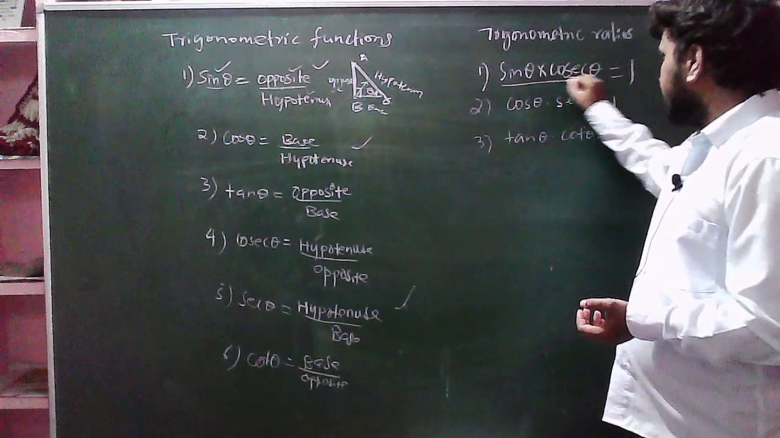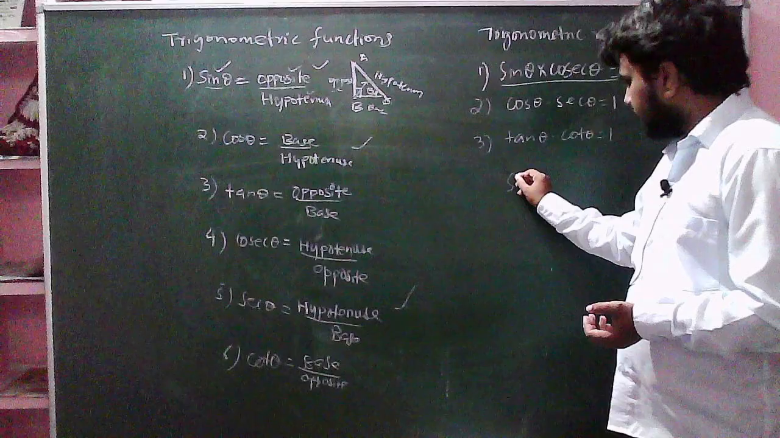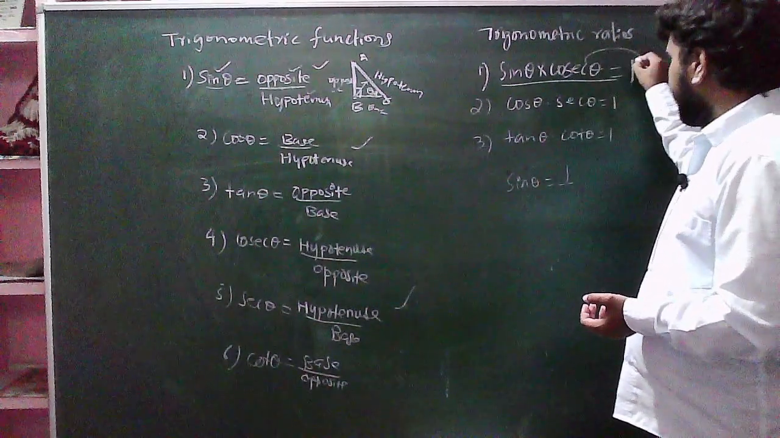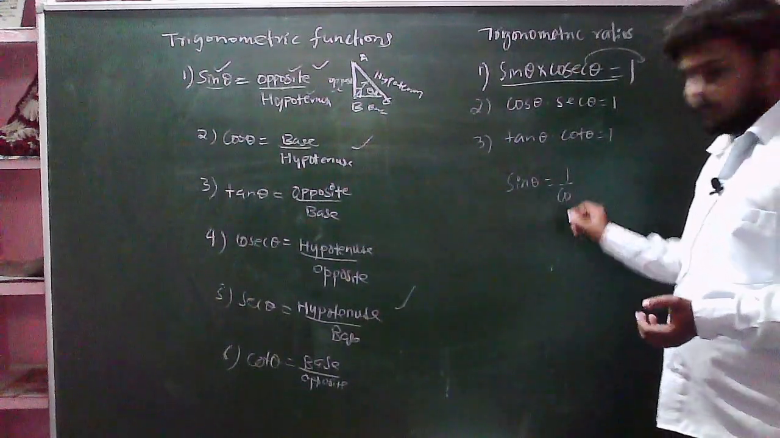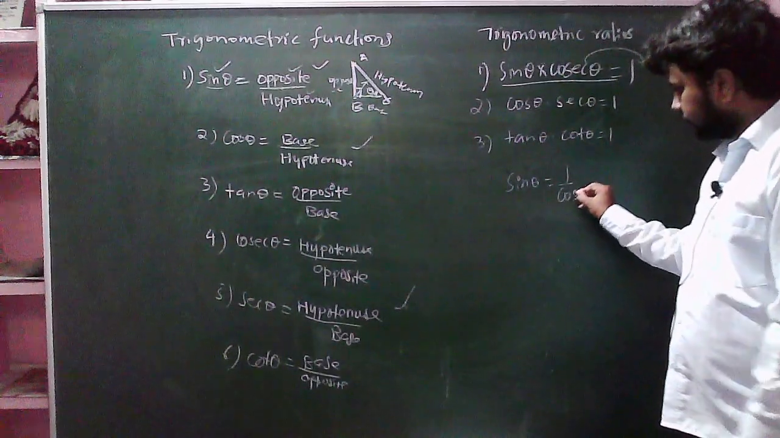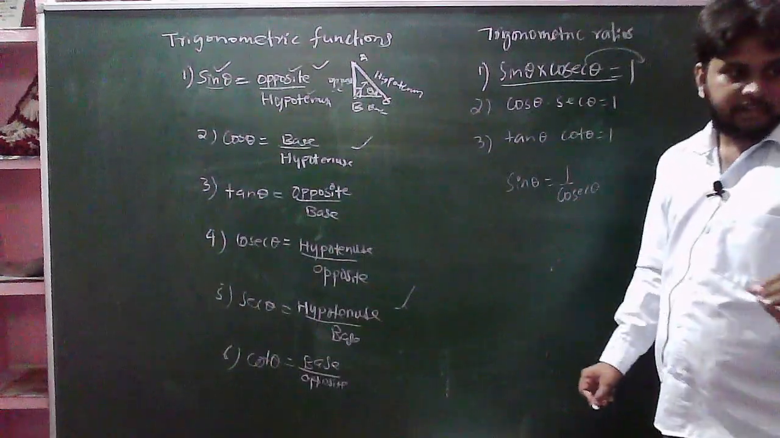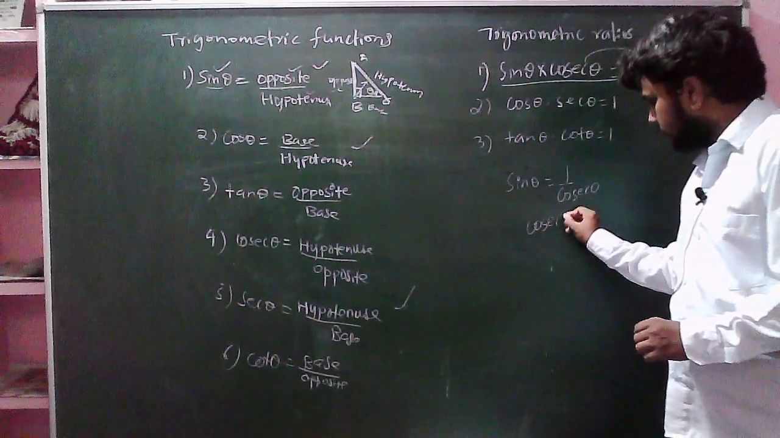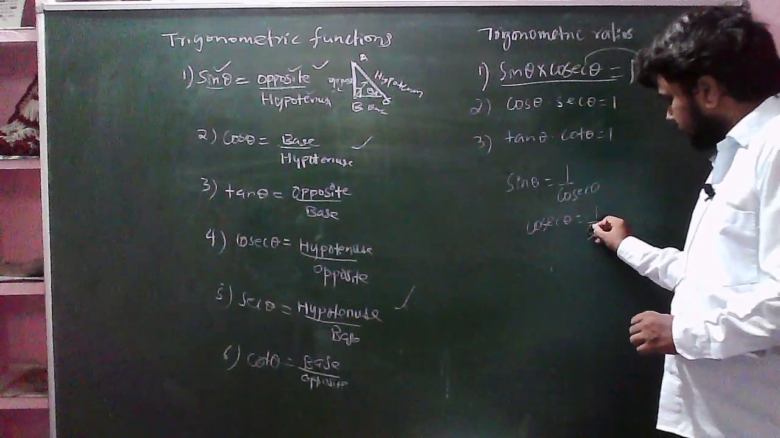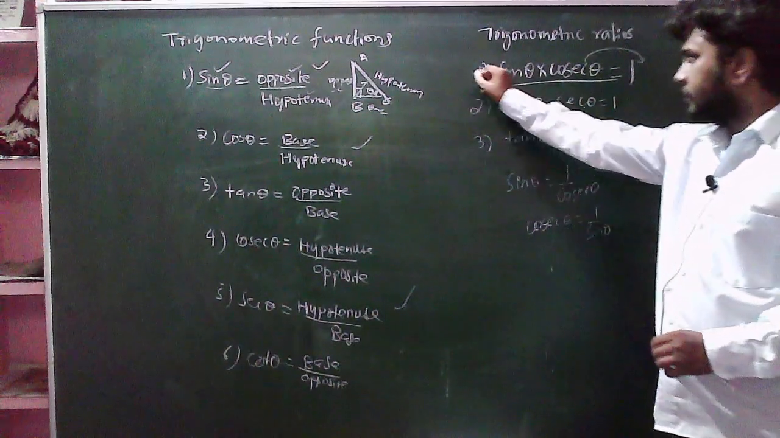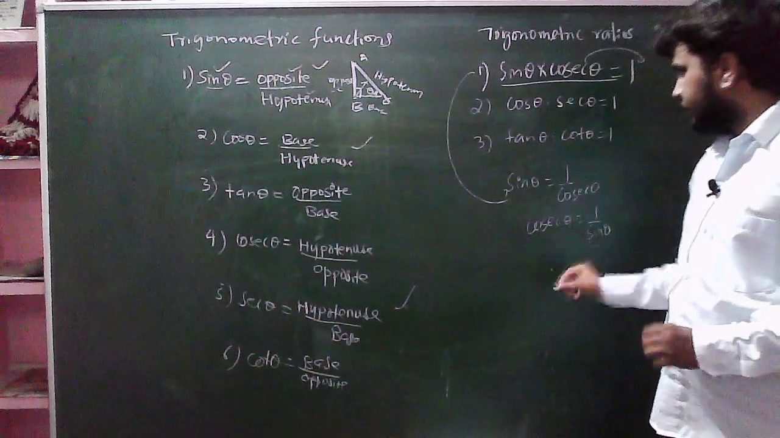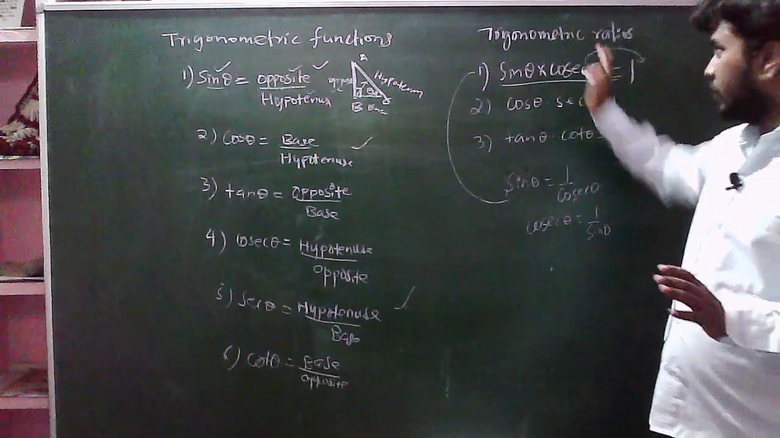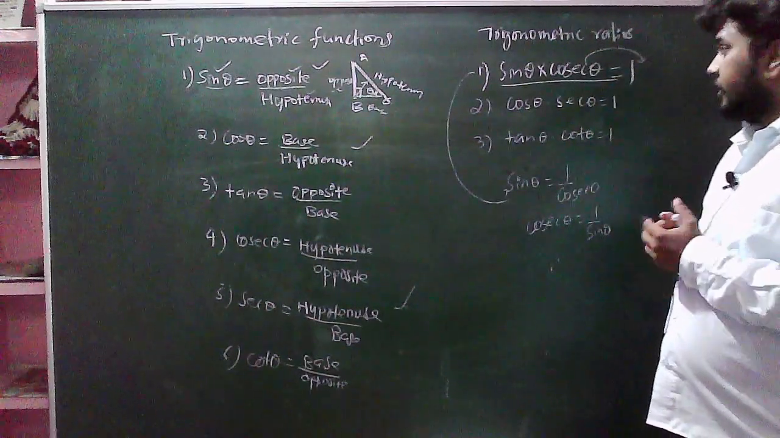Now if I want the formula for sine theta, I can write sine theta is equal to 1 by cosec theta, since I send cosec theta to the other side. In a similar manner, I can have cosec theta is equal to 1 by sin theta. I wrote this from equation 1 itself. So this is the first trigonometric inverse properties. So this is about the trigonometric ratios.